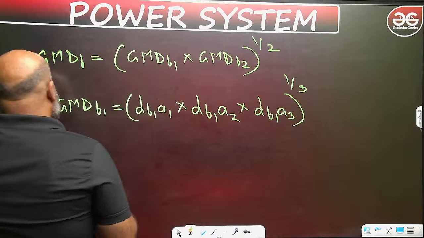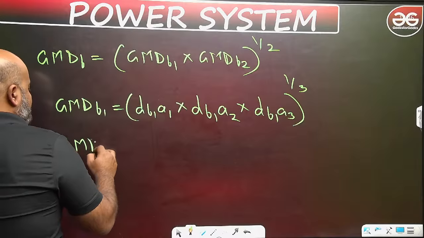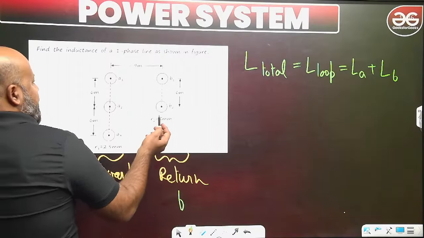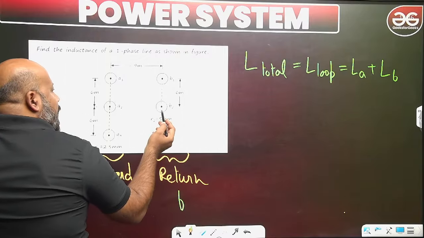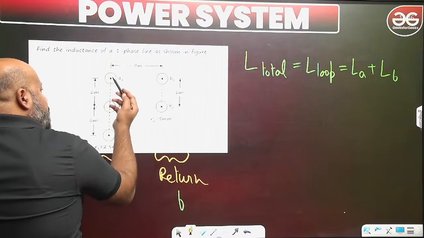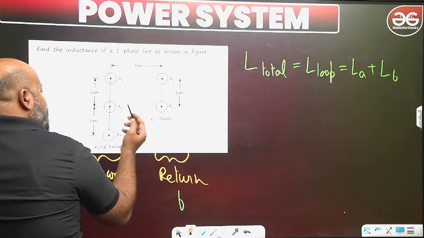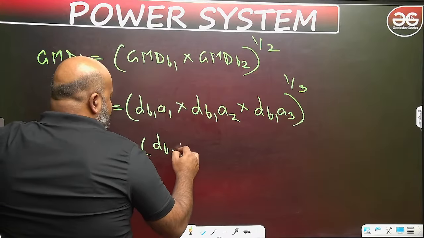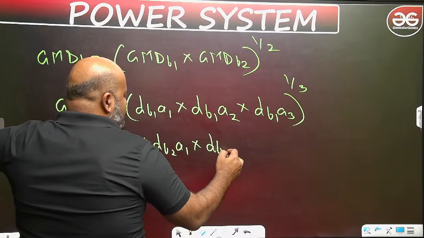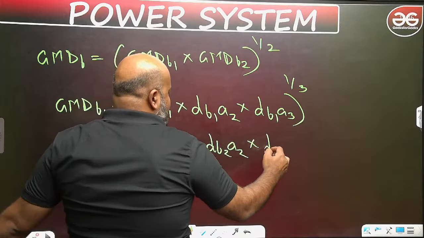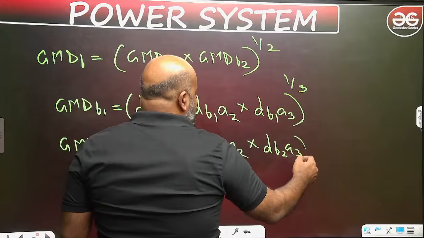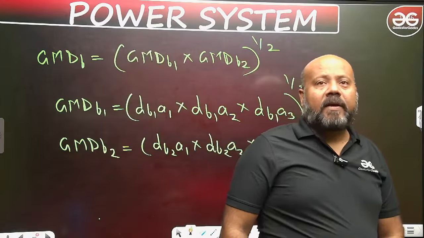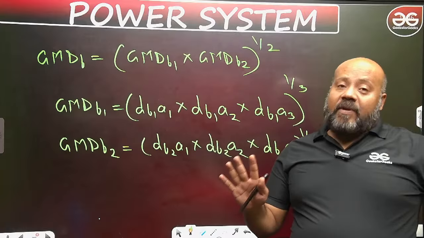1 by 3. If I am writing GMD for B2, I have to write the distances between B2 and all the conductors in the other phase or group. So B2A1, B2A2, B2A3. It is the distance between B2A1, B2A2 and B2A3. What is the power? 1 by 3. Now you can easily calculate GMD B. We have calculated GMD for A and B separately.